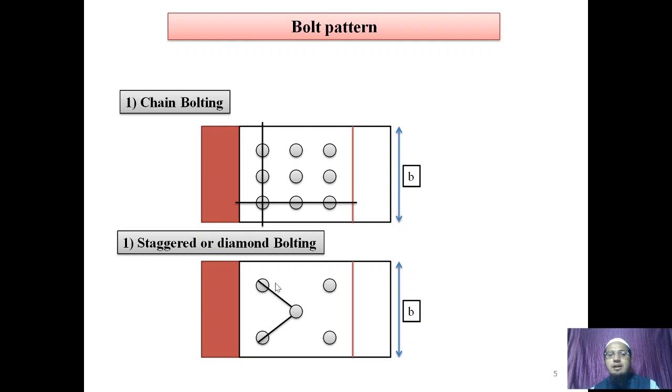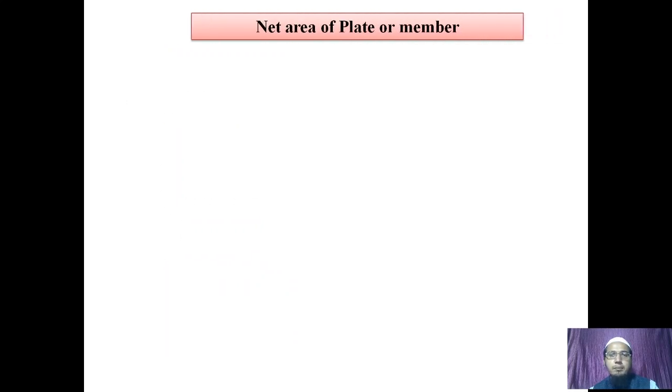Now what about staggered or diamond bolting? In this type of bolting we have to consider two or more sections. Suppose the first section passes through these two bolts, which is nothing but chain bolting. The second passes through this single bolt, again an example of chain bolting. And third, we take a section along these three bolts, which are in a zigzag manner. Here B is the width of the plate. Let's see the formula for calculating the tensile area for the chain bolting pattern and the staggered bolting pattern.